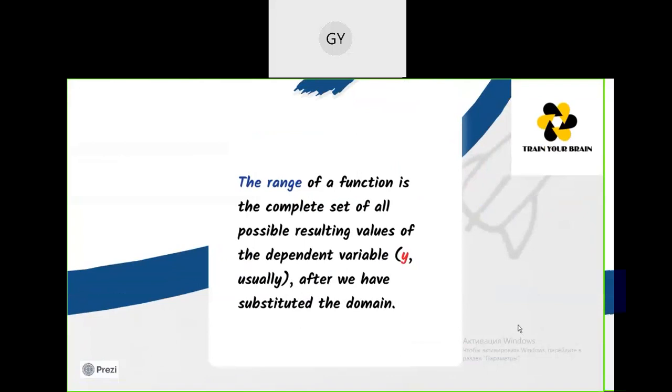What's the range? The range of a function is a complete set of all possible resulting values of the dependent variable, which is y usually, after we have substituted the domain. And now, let's try to solve problems concerning this topic, because I think solving problems during the lesson is the best way to explain.